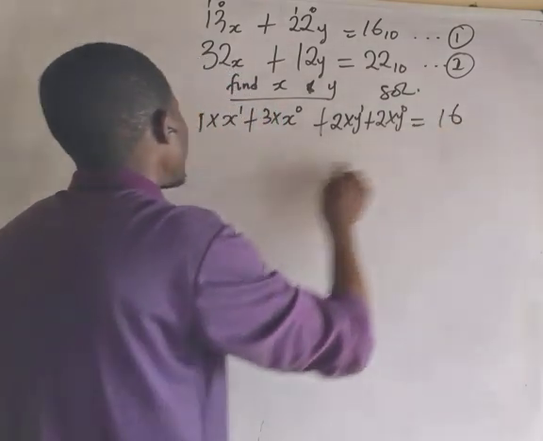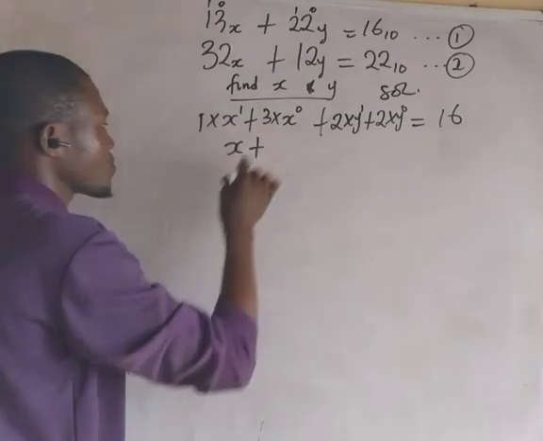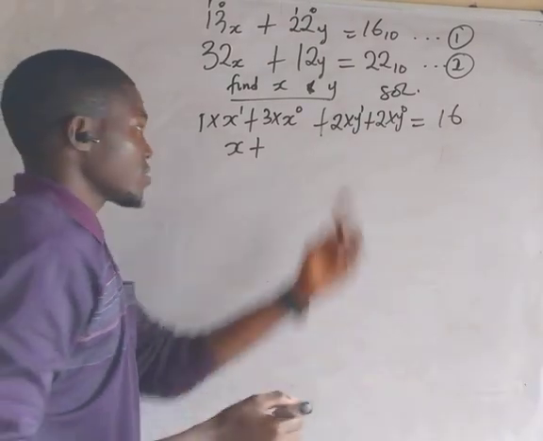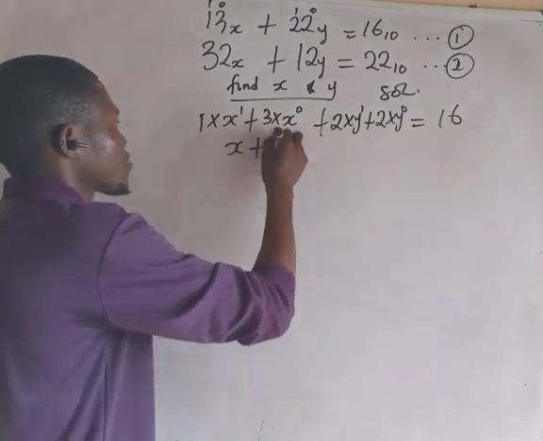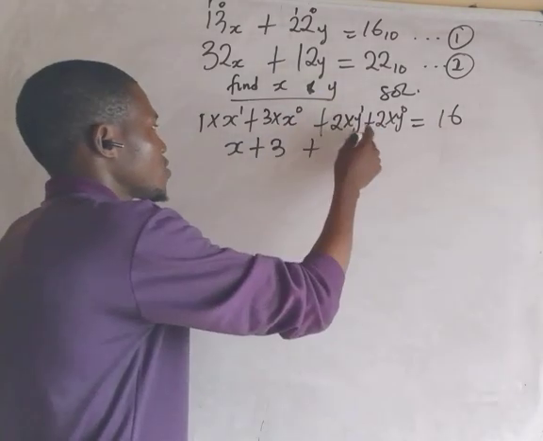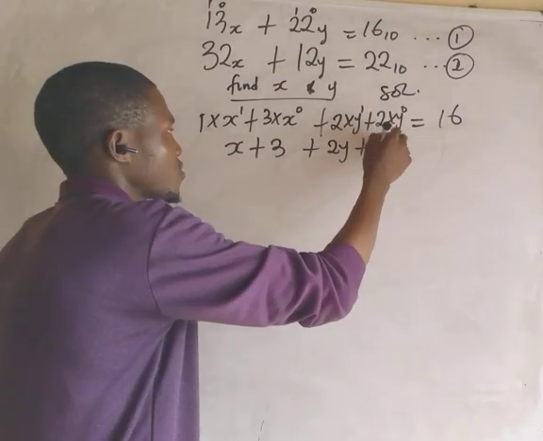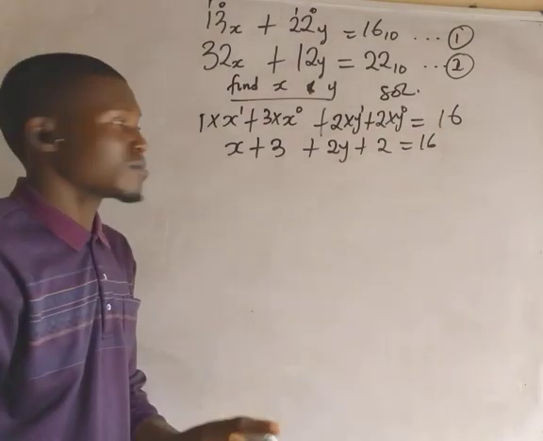So write 16. Therefore, x raised to the power 1 is x, x times 1 is x, plus 3 times x raised to the power 0, which is 1. So 3 times 1 is 3. Then plus y raised to the power 1 is y, 2 times y is 2y, plus y raised to the power 0 is 1, 2 times 1 is 2, is equal to 16. So therefore, you can collect like terms together.